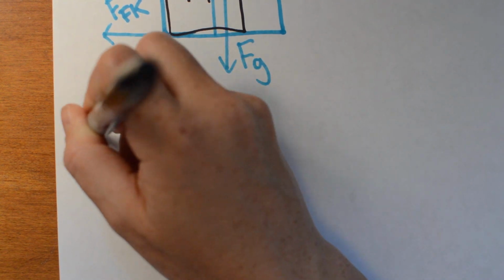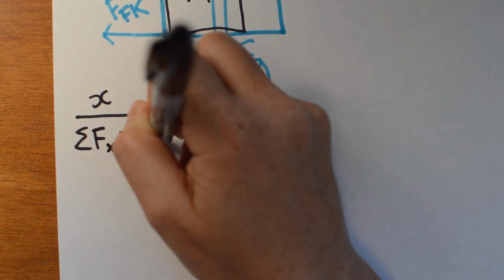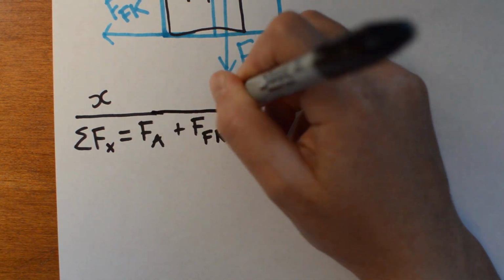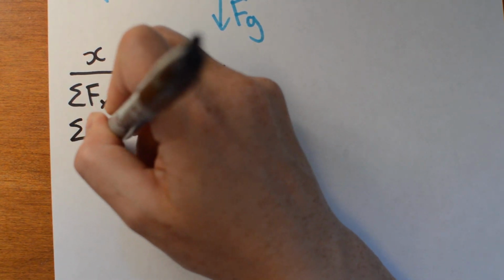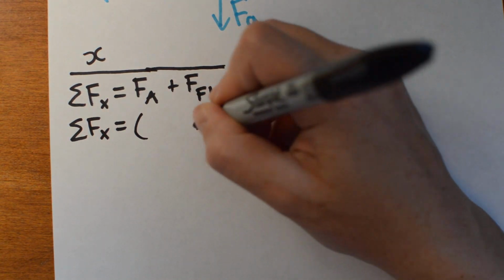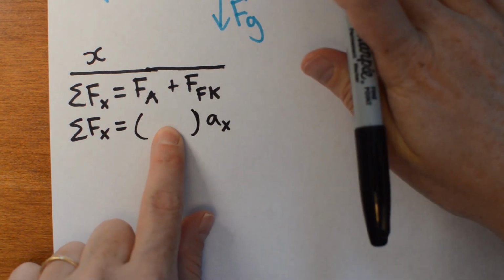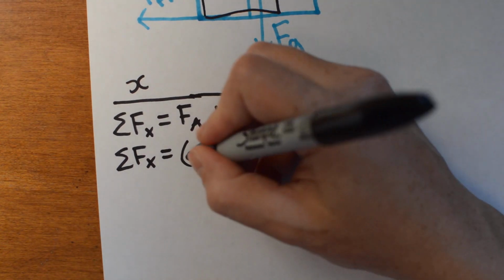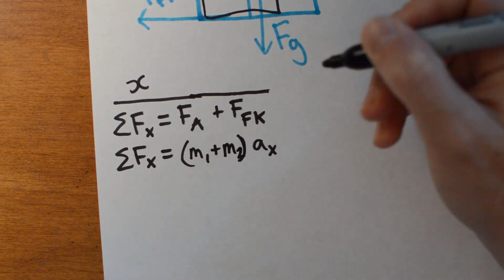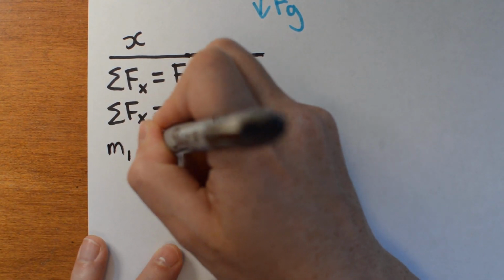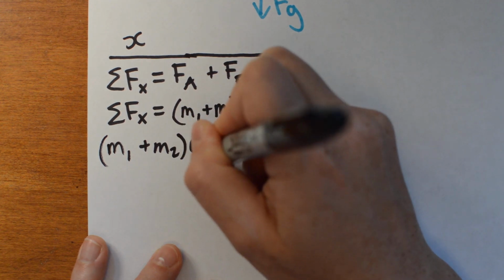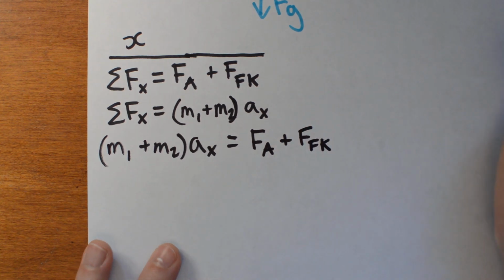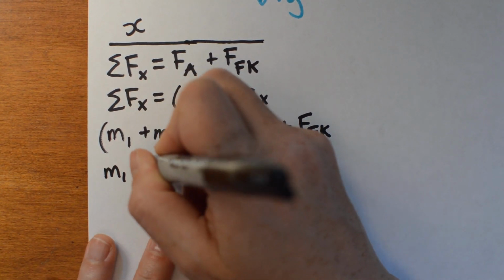So let's do X first. So the net force in X is going to be that applied force that I'm looking for, plus the friction force. I know that the net force in X is going to equal the mass times the acceleration in the x direction. The mass that has to go in here is the mass of the entire system, the mass of everything in my free body diagram, right? So that's going to be M1 plus M2. So that means that M1 plus M2 all times the acceleration that I've already found is equal to FA plus FFK. Do one more simplification here before we move over to the y side.